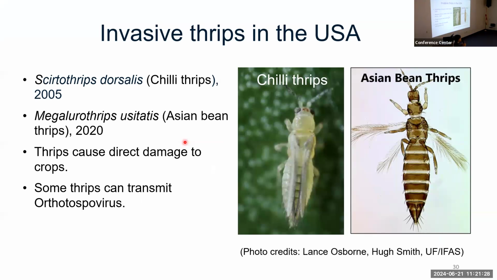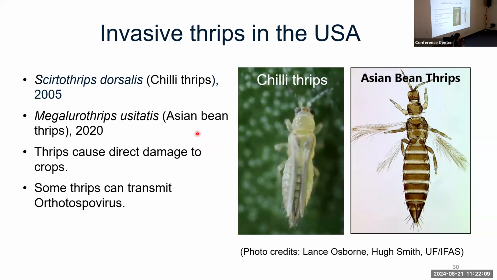Invasive thrips in the United States are causing a lot of problems, especially in Florida because of our location, the warm weather, and a lot of human activities. We found a lot of invasive insects here. For example, the chili thrips were found in 2005, and now it's a major pest in strawberry and some other crops. And Asian bean thrips was found in 2020, and it's also causing a lot of economic damage to beans. And now Thrips parvispinus is a new invasive species and a potential threat to our crops.